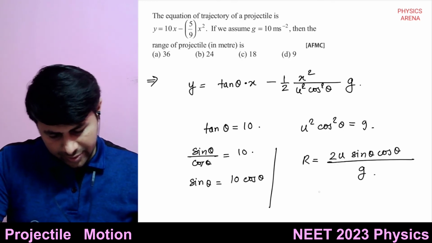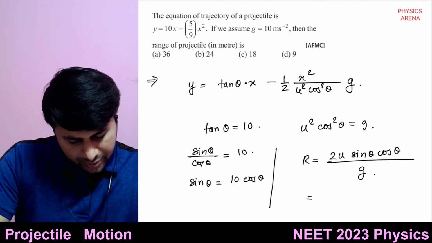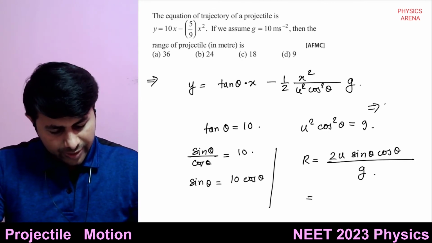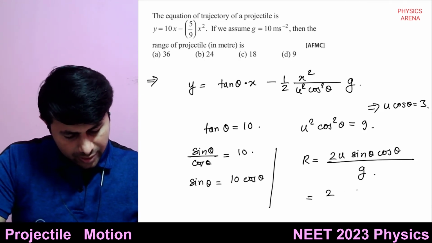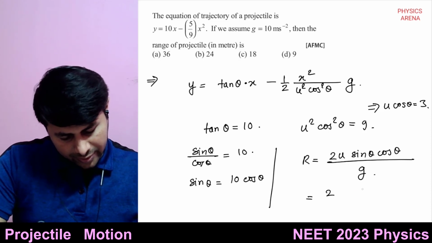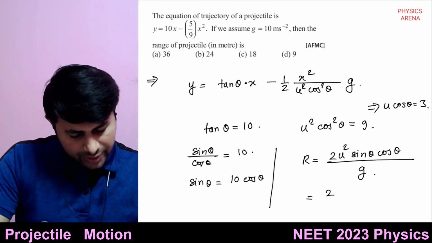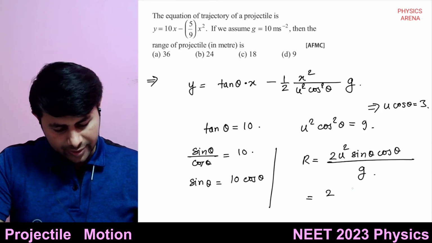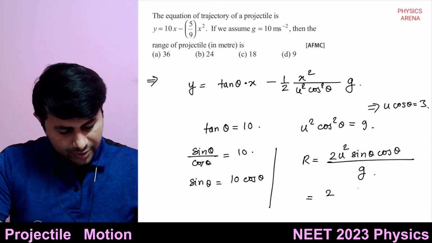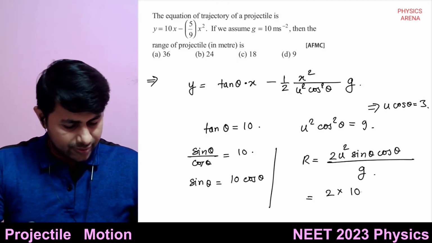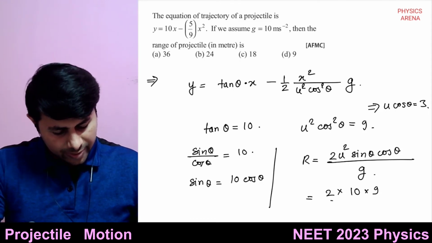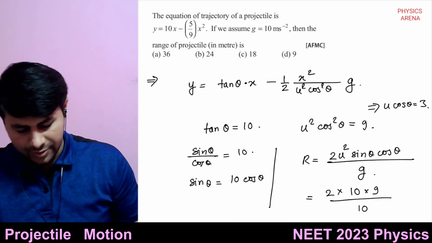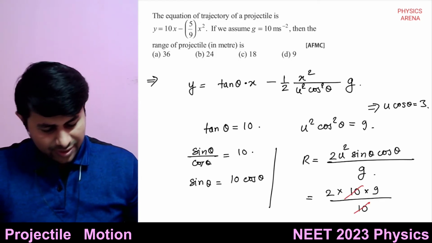And from this you have u square cos square theta. So from this you can find u cos theta is equal to what? 3. Okay, and sin theta is 10 times cos theta. Okay, so 2 times u sin theta multiplied by u cos theta. So sin theta is 10 cos theta. 2 times 10 times u square cos square theta, which is 9, divided by g, which is 10, right? So you calculate it so fast. So this is equal to 18.